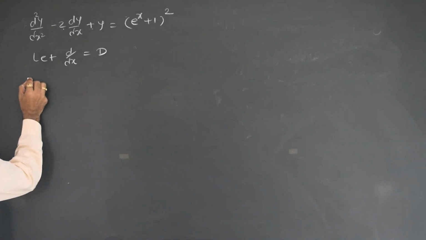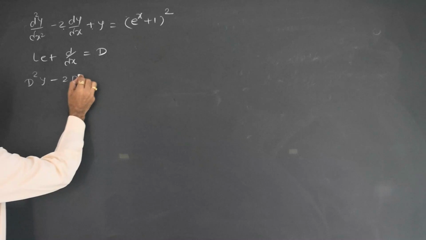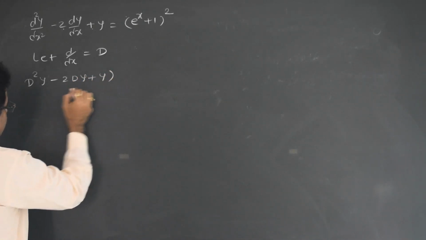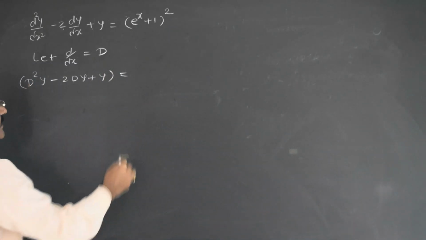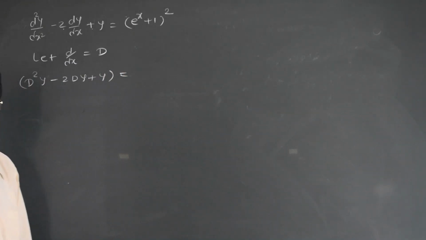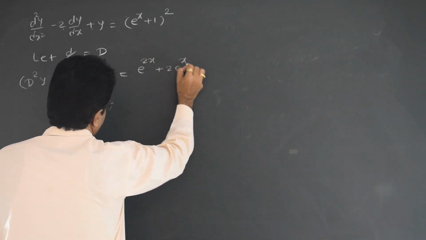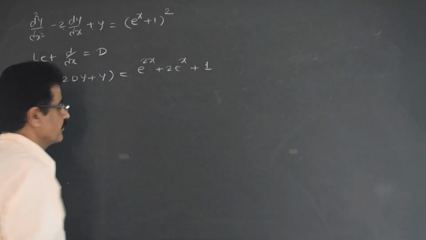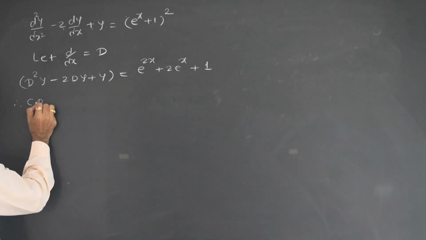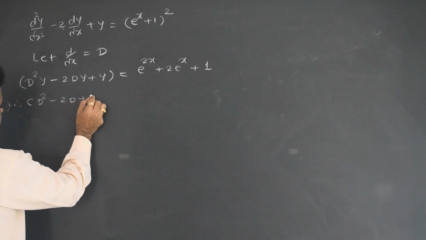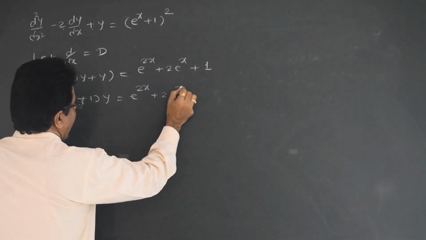So replacing d/dx by capital D, we get D²y minus 2Dy plus y is equal to, we can also expand the RHS at the same time. It is in the form of (a + b)². So the first term is e^(2x) plus 2 into e^x plus 1. From the LHS now we have to take y common. So therefore (D² minus 2D plus 1) into y, and now the RHS must be written as it is.